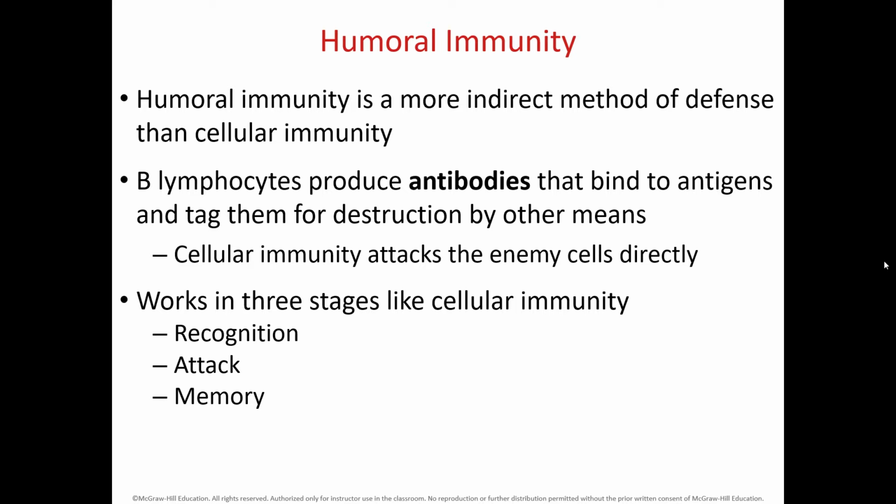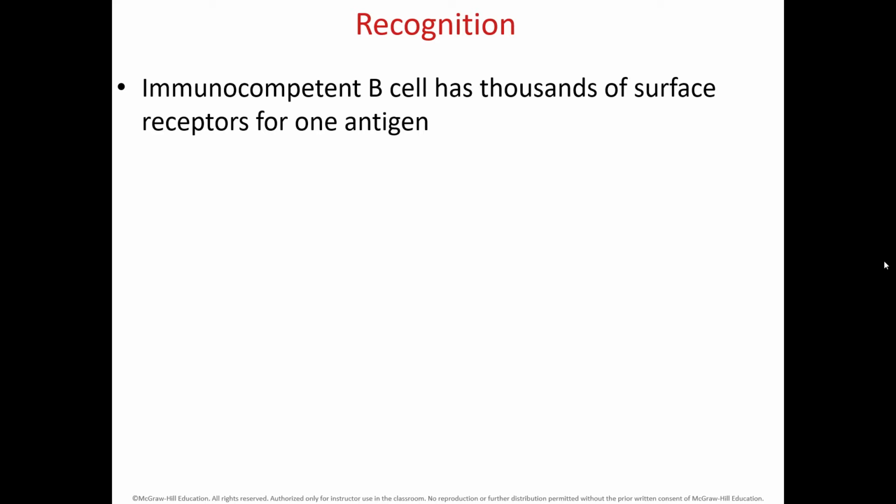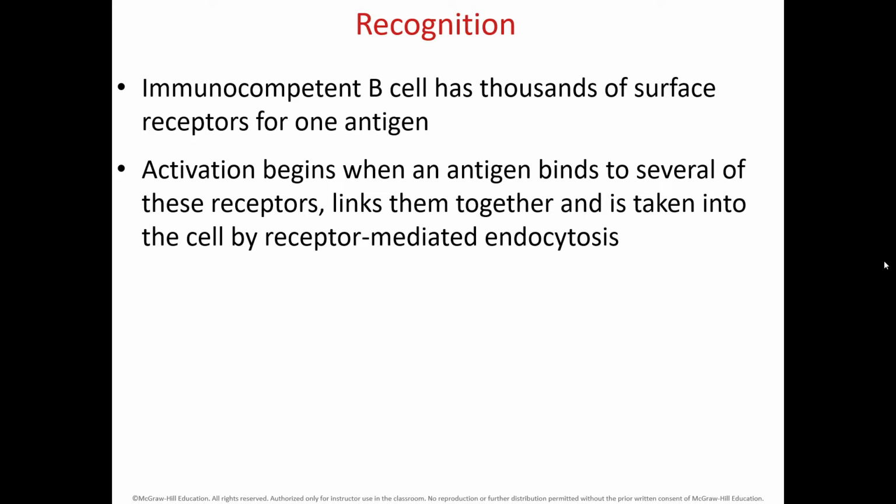The humoral immunity is going to work in 3 stages, just like cellular immunity: the recognition, attack, and memory, or again, the 3 R's: recognize, react, and remember. So for the recognition, we have immunocompetent B cells. These are B cells that are naive still, so they have the ability to respond, but they have not yet been activated. These immunocompetent B cells have thousands of surface receptors for one antigen. So activation is going to begin when an antigen binds to several of these receptors and links them together.